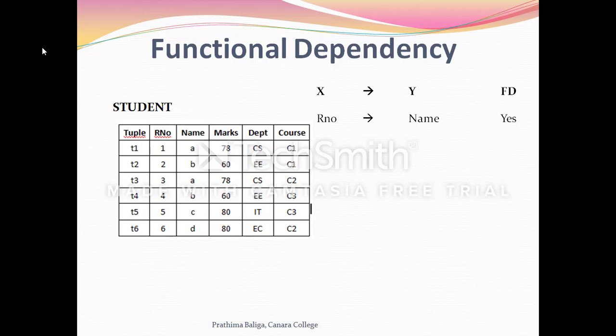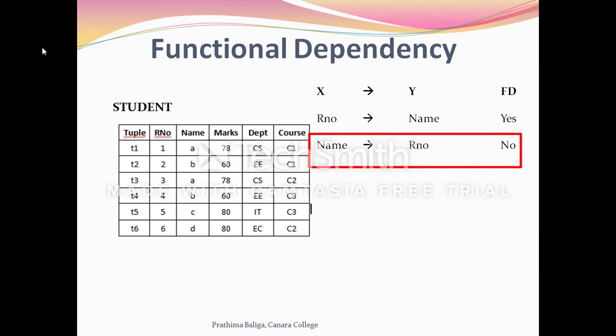Now let's check if name determines rnum. In the relation, if we observe, the name attribute has a repetition of value, that is name A. In t1, rnum is 1 and in t3, rnum is 3. In any functional dependency for any two tuples, if t1[X] equals t2[X], then t1[Y] should be equal to t2[Y]. Therefore, we can conclude that name attribute does not determine rnum.